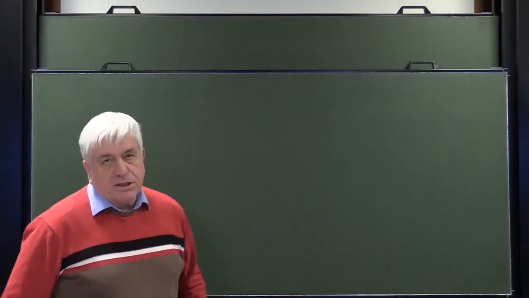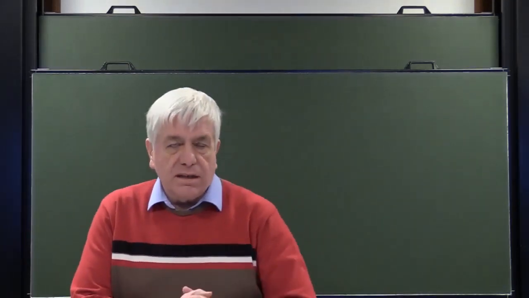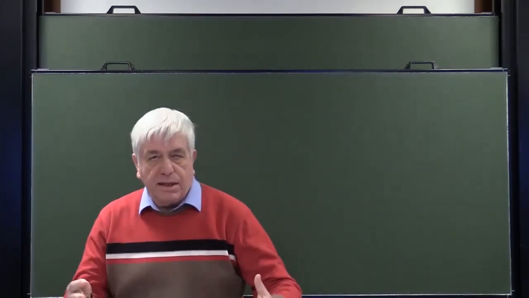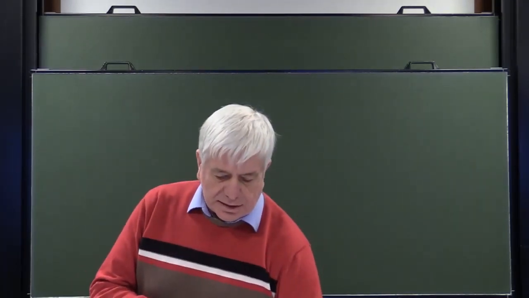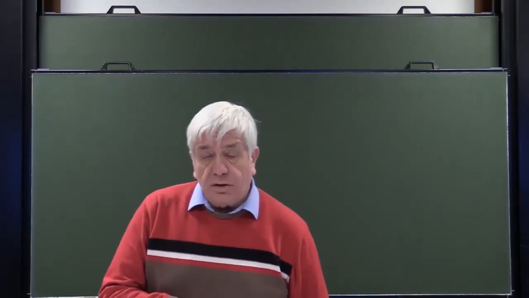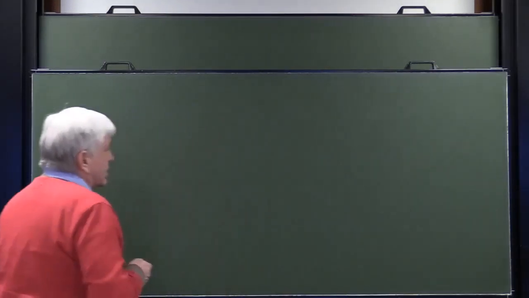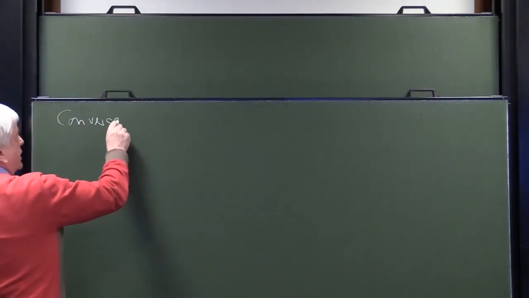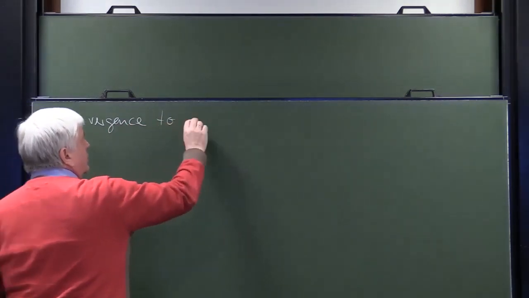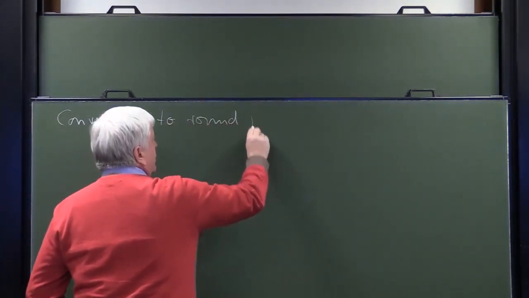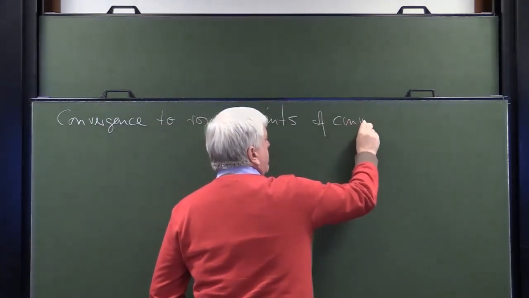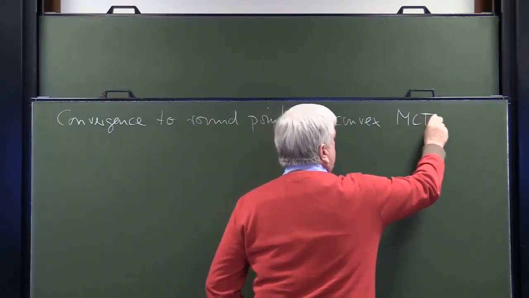Okay, welcome back. We had established some a priori estimates for the flow of convex hypersurfaces by mean curvature flow, and it remains to show that these estimates imply convergence to the round sphere. So let's call this convergence to round points of convex mean curvature flow.